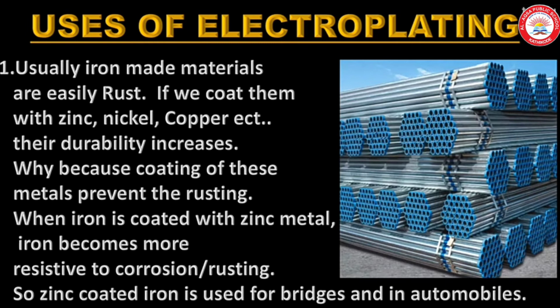Usually iron-made materials rust easily. If we coat them with zinc, nickel, copper, etc., their durability increases. Why? Because a coating of these metals prevents rusting. When iron is coated with zinc, it becomes more resistant to corrosion or rusting. So zinc-coated iron is used for bridges and in automobiles. We have already studied this process. What is that one? Yes, galvanization. We have already studied it in 7th standard.